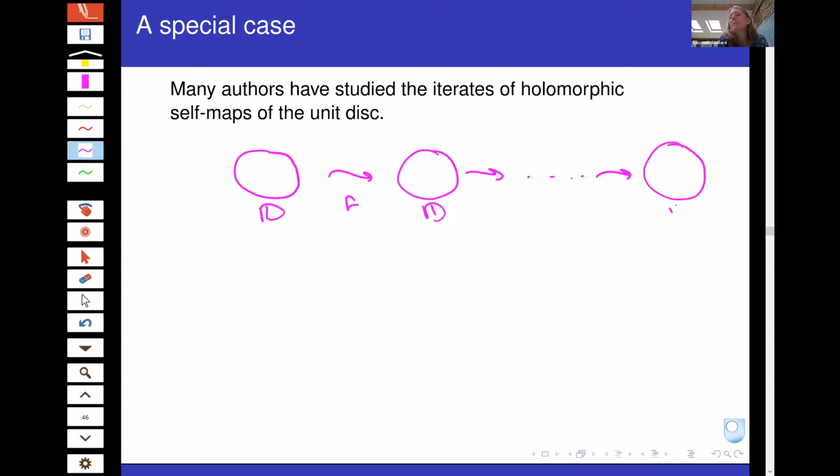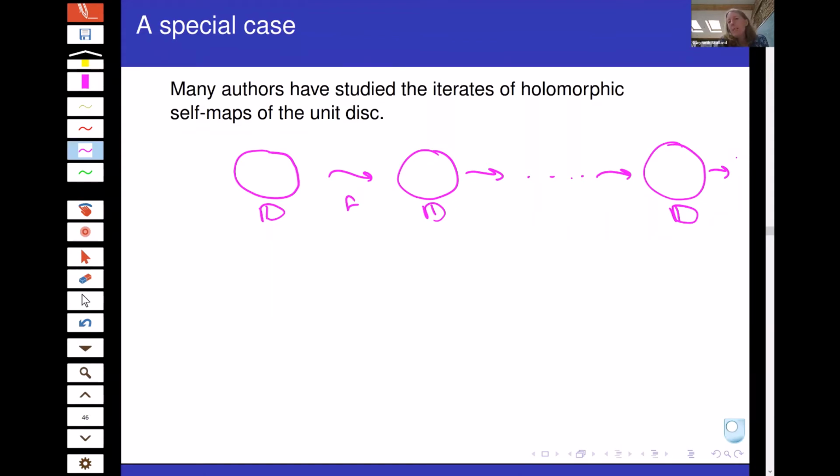So when we're thinking about what results we can prove, one place to look is the special case of iterates of holomorphic self-maps of the unit disk. So we have the unit disk D, and we map that under F to D, and so on. This is a case that has been studied by lots of people, and it's a good place to look and ask what results are known in this case, and do they hold in this more general setting, or maybe you get differences.